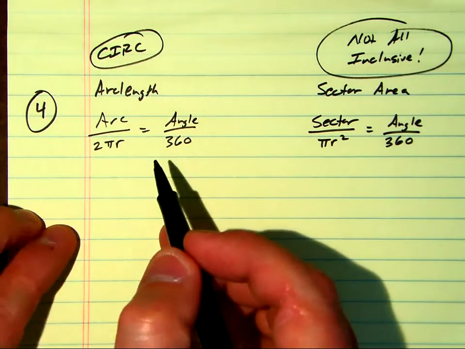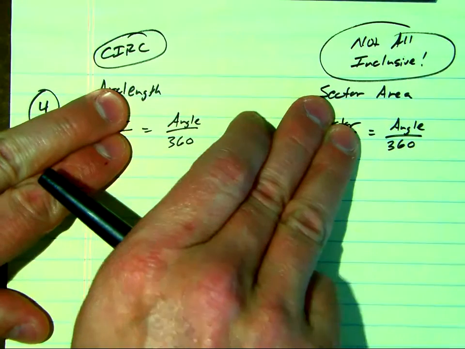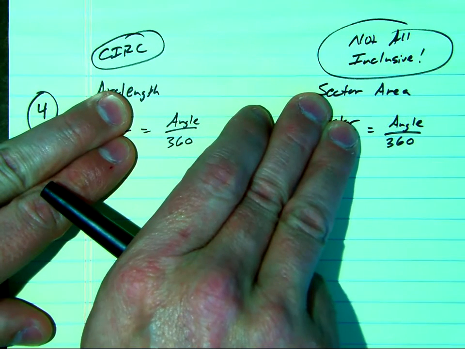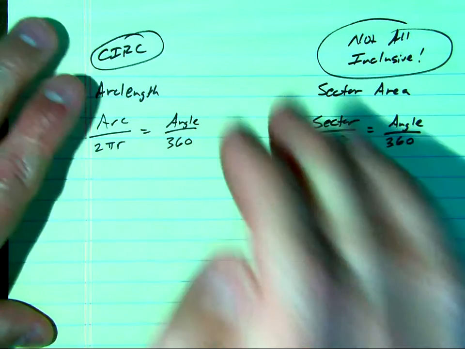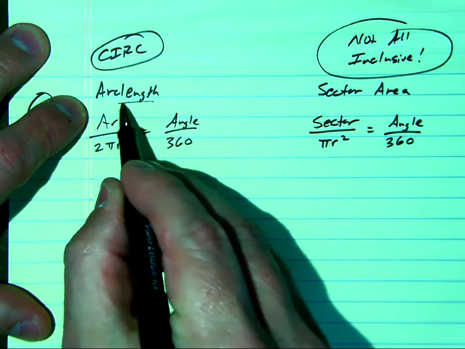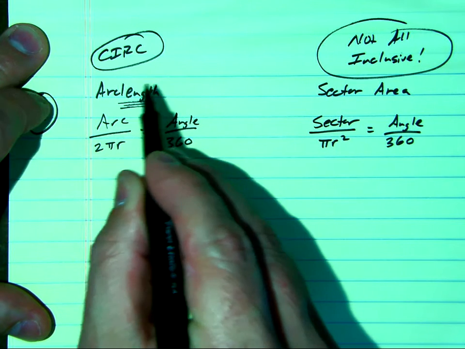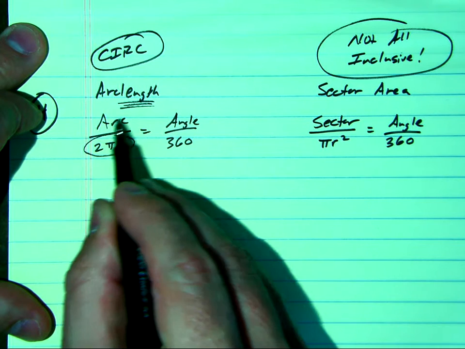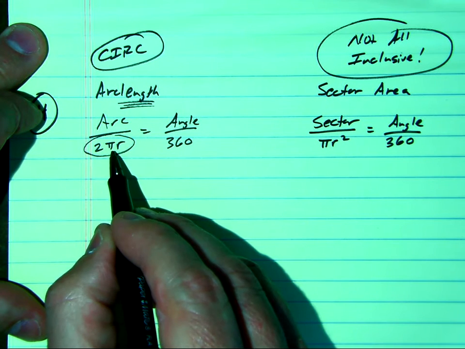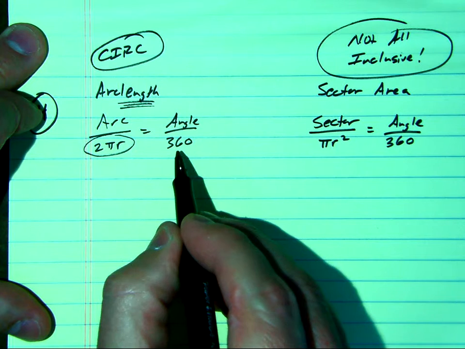They're very, very closely related. Look at the second half of both proportions. Both of them you're setting equal to the central angle over 360. You just have to remember what you're dealing with. If you're dealing with the arc length, that's a linear distance. That's the circumference around the circle. So the arc length you're trying to find over the circumference equals the angle over 360.